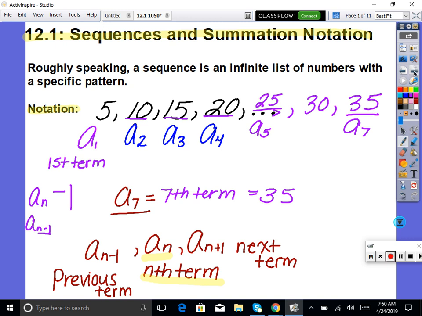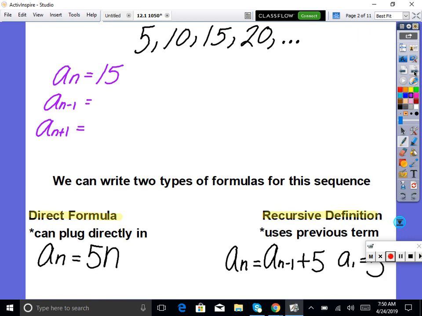So let's test your knowledge real quick. If I'm telling you a sub n is 15, if I say to you what's a sub n minus 1, what would you say? 10, because that means what's the previous term. Does everybody see? All right, if I said what's a sub n plus 1, we're talking 15, people. 20, that means what's the next term. Does that make sense? Okay, awesome.